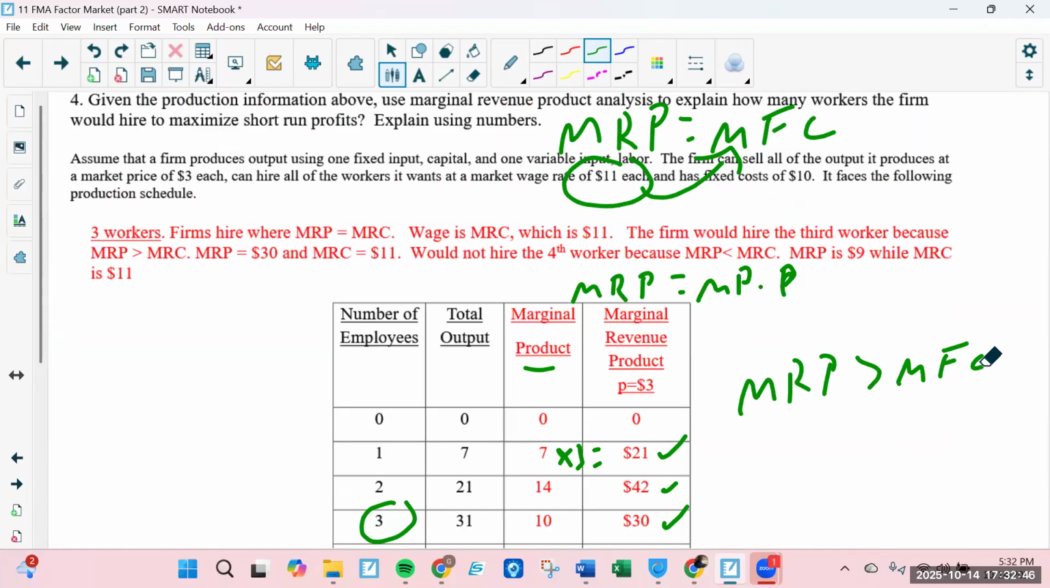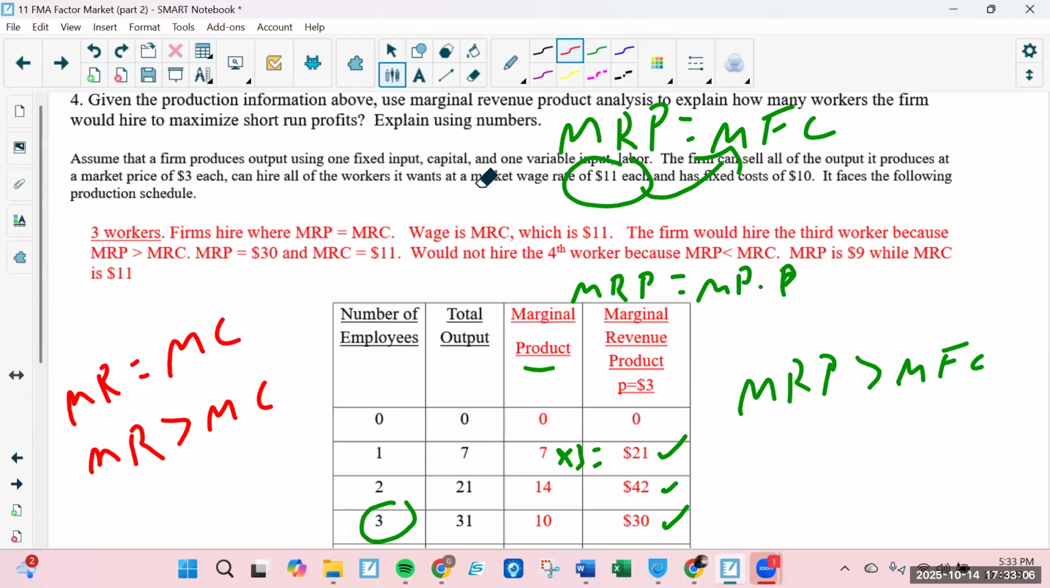Same rule as we learned way back in the product market. You always try to produce where MR equals MC. And if you can't get them equal, then you want to stop where MR is greater than MC. You never want your additional cost to be bigger than your additional revenue. Same concept here. It does say explain using numbers.